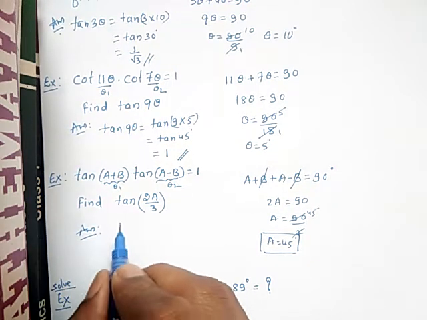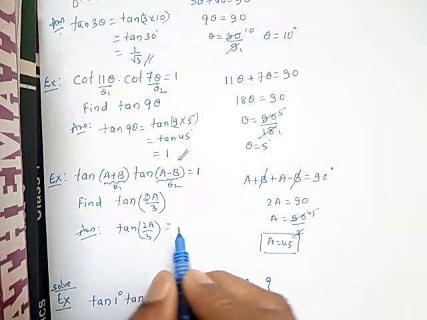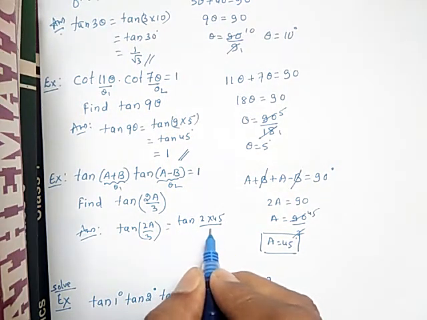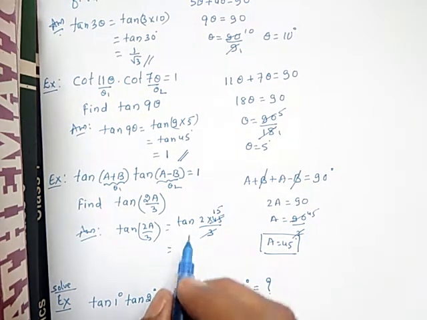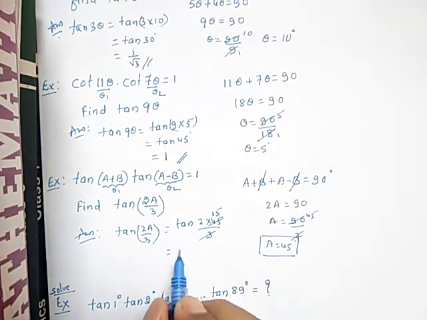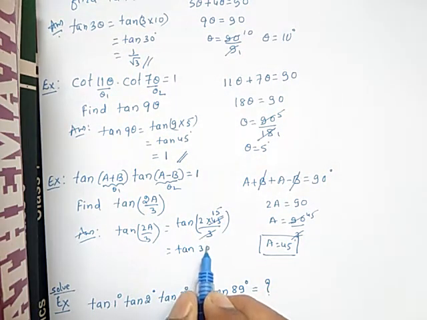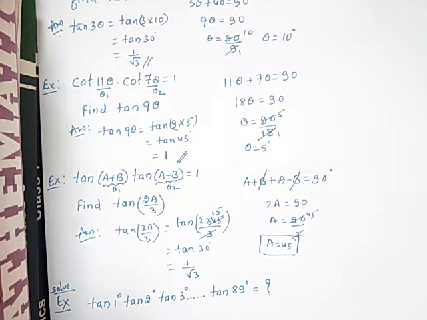A is equal to 45 means just you can say in the answer here. In the answer tan 2a divided by 3, this can be written as tan 2 into 45 divided by 3. So this can be 3 ones are 3, 5s are 15. So this will be 2 into 15 now. So this will be what? Tan 30 it is. Okay, 2 into 15. So tan 30 value you know already, it is 1 by root 3. So therefore the answer is 1 by root 3.